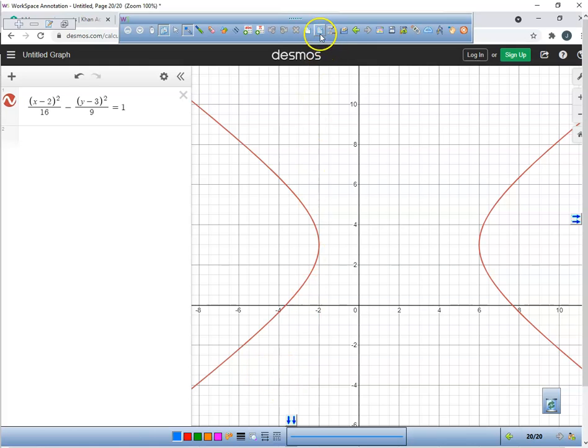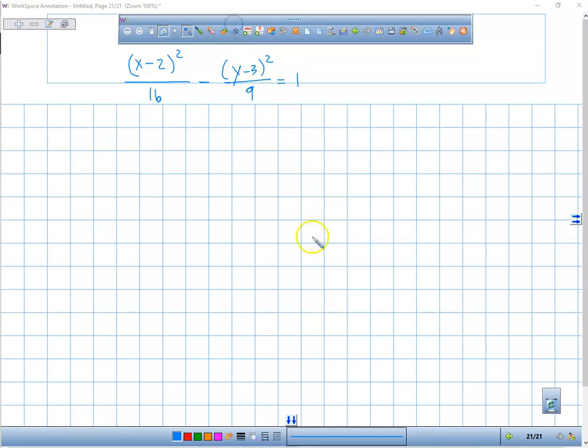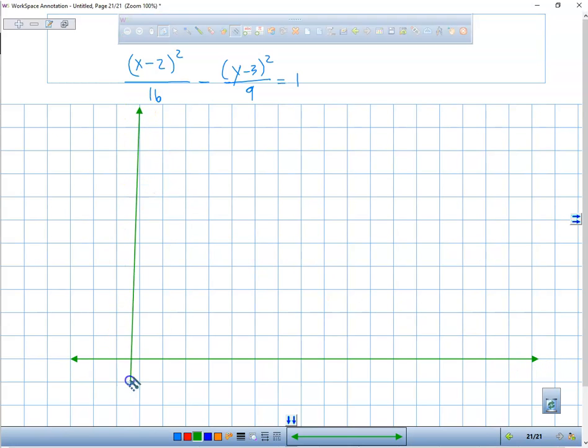Okay? And what I'm going to do is we're going to make a little graph. I'm going to start out with what I told you to write down: x minus 2 squared over 16 minus y minus 3 squared over 9 equals 1. So write that down, and build this with me, please. Here's going to be my x-axis, and right here is going to be my y-axis. We're going to give ourselves some room because we're going to be working in the first quadrant.